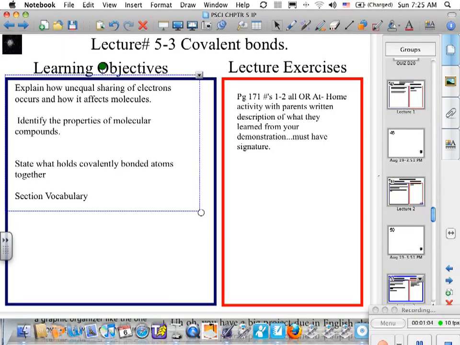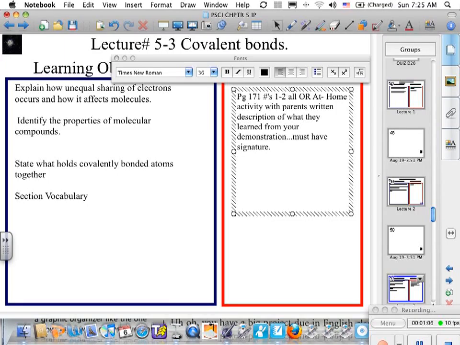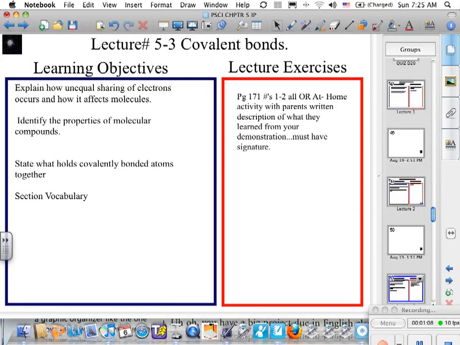And finally, section vocabulary. Your exercises for this chapter are page 171, numbers 1 through 2, or the at-home activity with your parent. What that means is, if you read it, you need to demonstrate the action of soap to your family, and I want your parents or your guardian to write a one-paragraph description of what they learned and sign it.